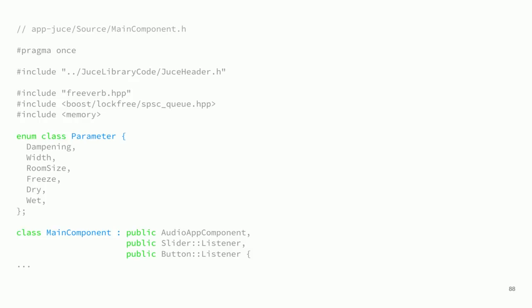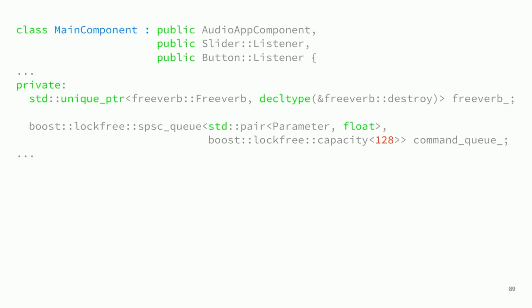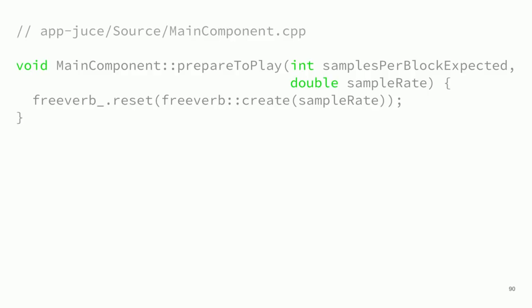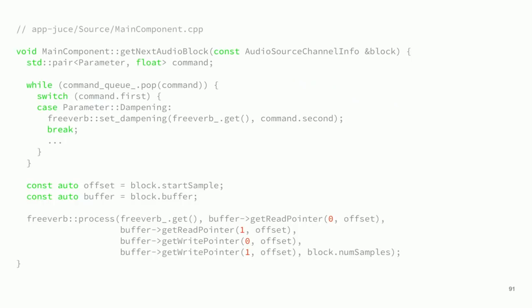Then in our JUCE code, I'll move quickly, we have freeverb.hpp. I didn't do the whole module thing in the JUCE example, but what we have is a unique pointer to a freeverb, and when it gets destroyed, we need to call the freeverb destroy function. When we are preparing to play, we create a freeverb using our create function, and we stick it into our unique pointer to hold on to it. Then, when we're processing an audio block, we have a command queue, and we set our parameters as necessary, and then we call freeverb process with our instance of the freeverb.